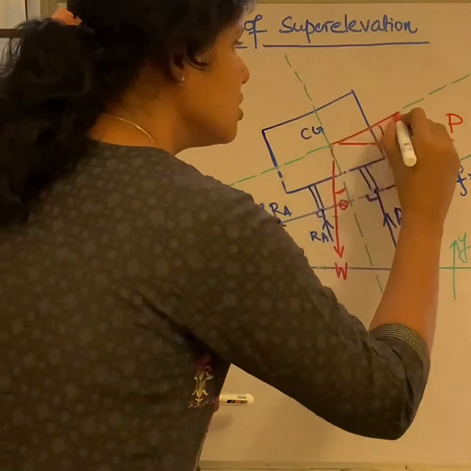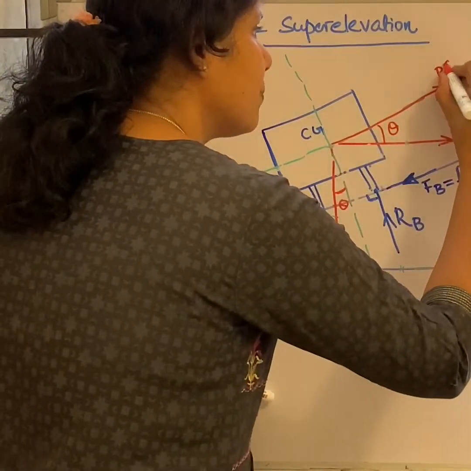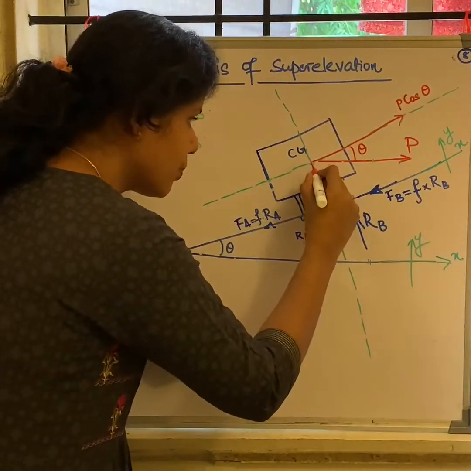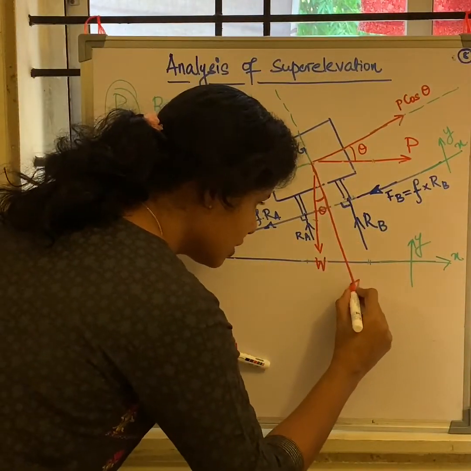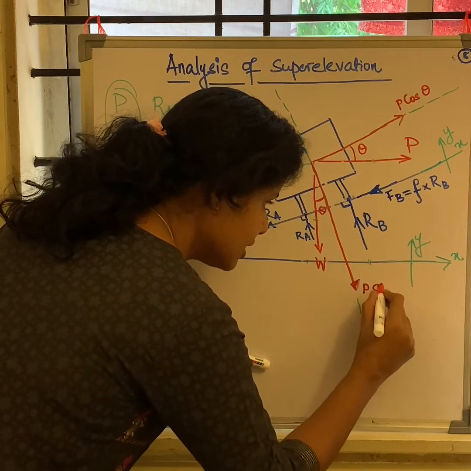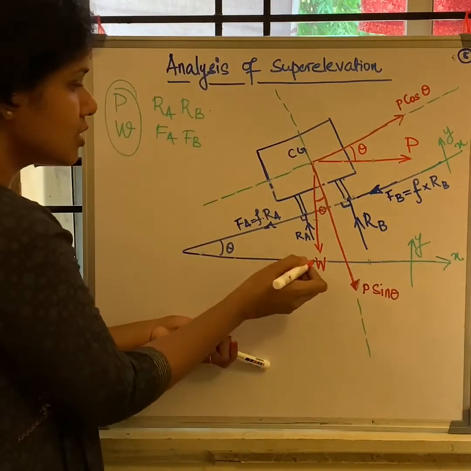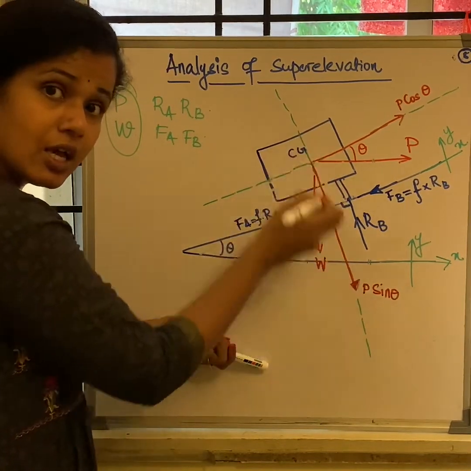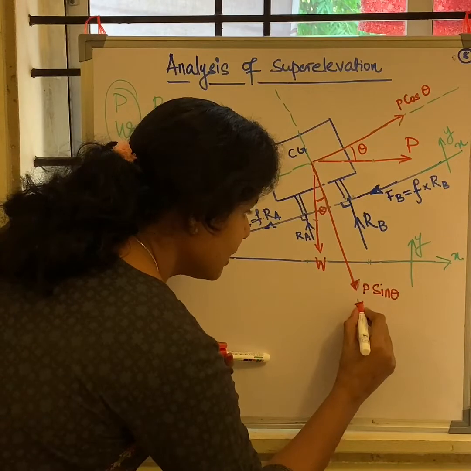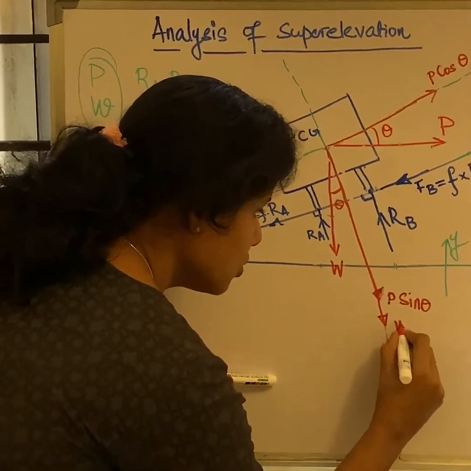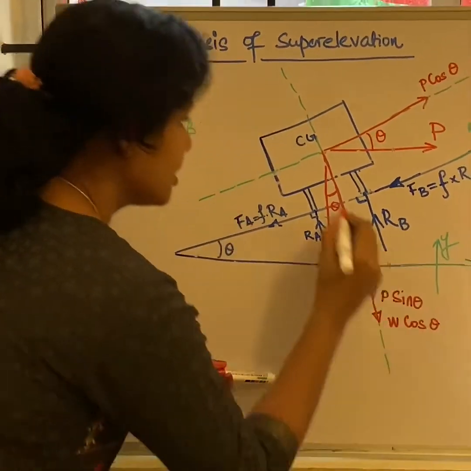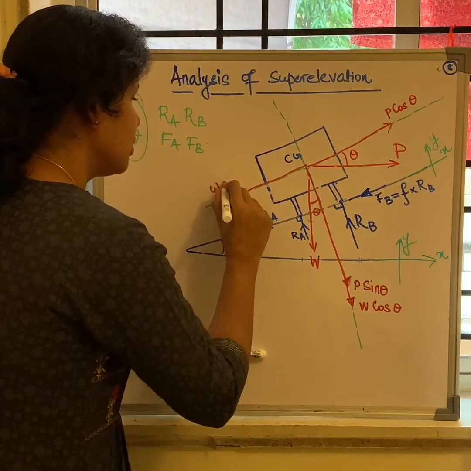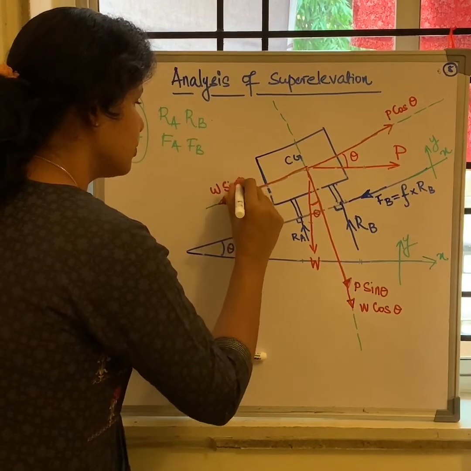So what is this force? This component will be P cos theta acting outwards. And similarly its normal component acting downwards, that is P sin theta. Let's resolve now the weight of the vehicle. So W, theta is on the vertical axis. So here it will be W cos theta and along its horizontal surface outwards there will be W sin theta.